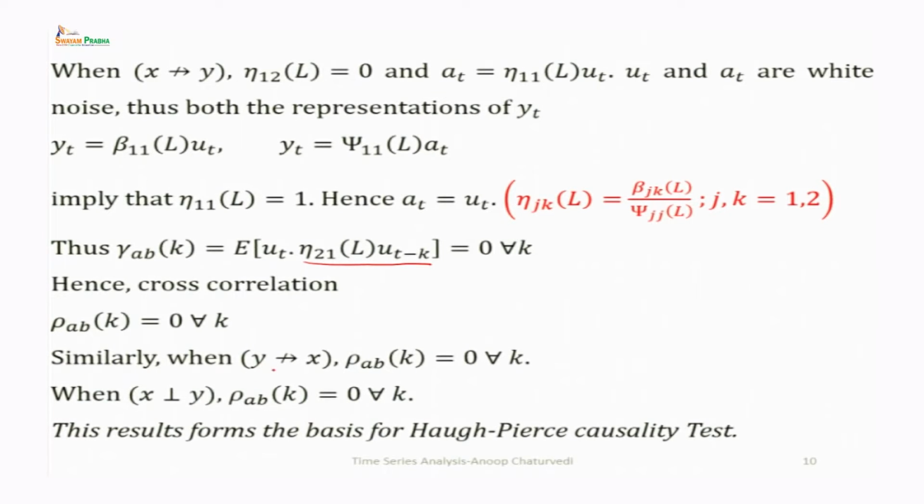Similarly, when y does not cause x, rho A B k is equal to 0 for all k, and this is for instantaneous causality. So, if x does not instantaneously cause y or y does not instantaneously cause x, then rho A B k is equal to 0 for all k. Or you can say when x and y are independent, rho A B k is equal to 0 for all k. Now, this result actually forms the basis for the Haugh-Pierce causality test, which we will discuss later on.